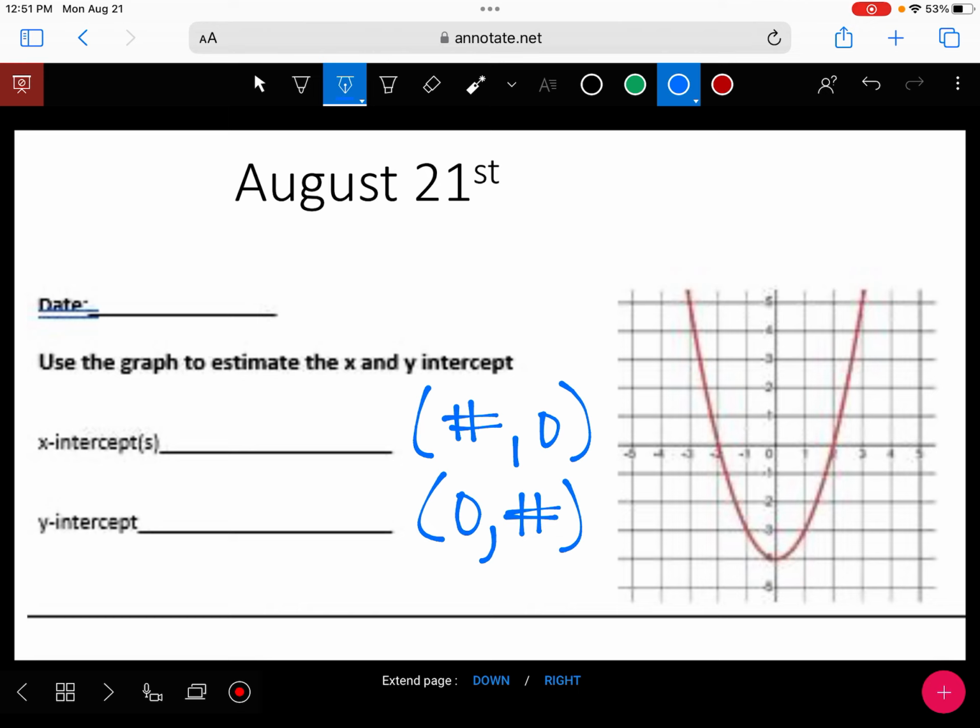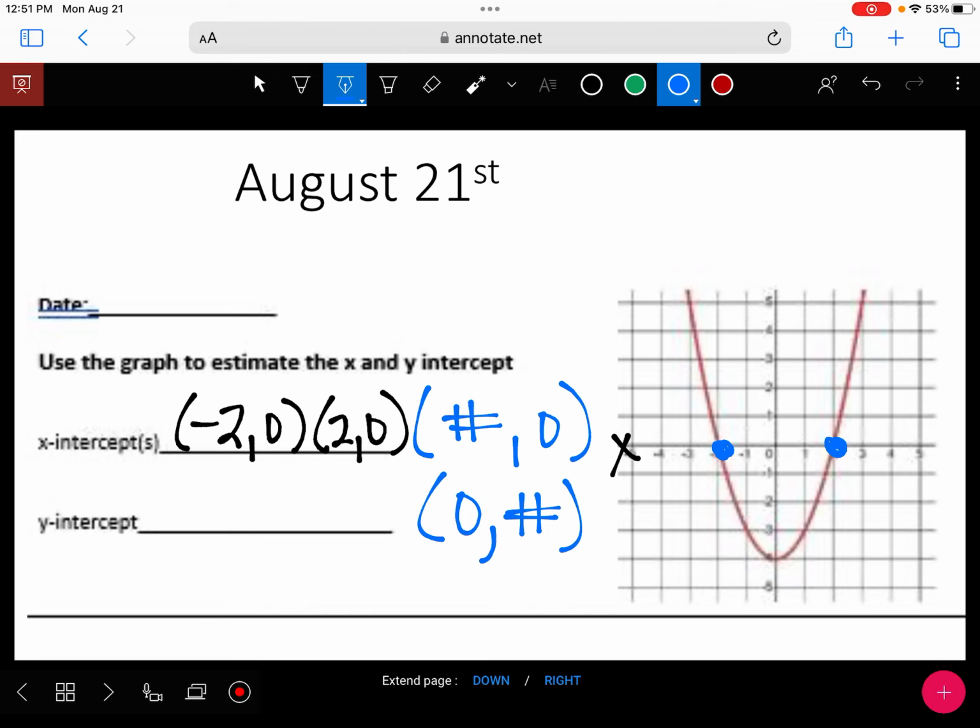I appreciate it. Okay. Can someone tell me where my x-intercepts would be on this graph? Is it Lariah? Yes, ma'am. What would you put? Thank you. Anyone else get that? -2, 0, and +2, 0. All right, this is my x-axis, and my x-intercepts are here and here.